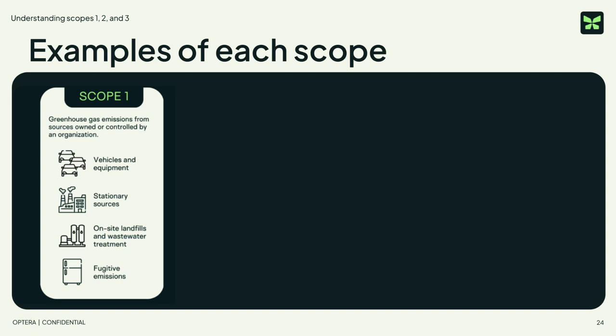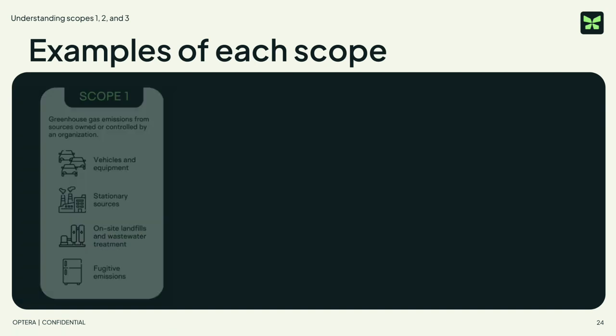And there are also other sources of emissions arising from on-site landfills and wastewater treatment that are also included in Scope 1. And Scope 1 emissions also include what are called fugitive emissions, which refers to leaks from refrigeration, freezing, certain HVAC, and other systems using refrigerants, which are a powerful class of greenhouse gases.